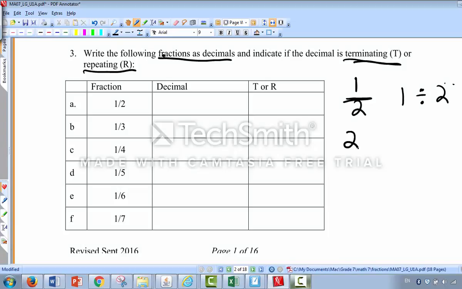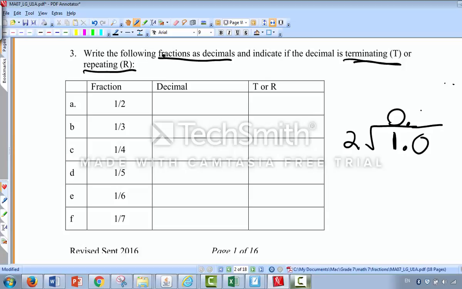The way we do this is by long division. We want to see how many times 2 goes into 1. So 2 goes into 1 0 times, and then we put a decimal and we add a 0. 2 goes into 10 5 times. 5 times 2 is 10. The remainder is 0. So that is a decimal of 0.5, and it does terminate.